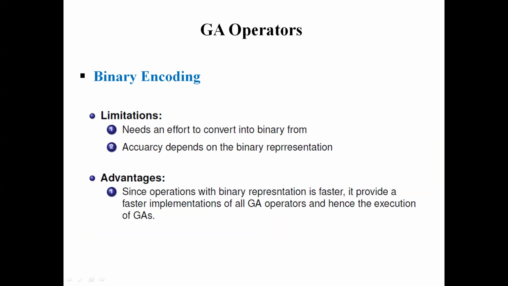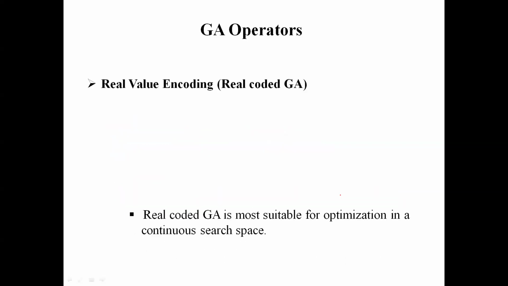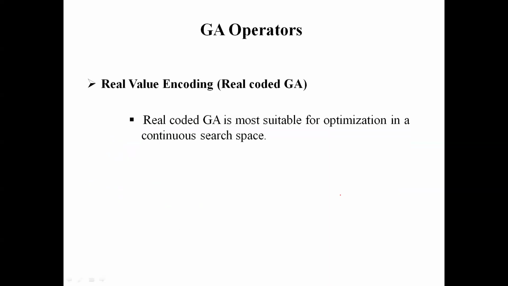So there are some limitations of binary. You need to convert it, and there are some other issues also, like Hamming distance should be found out, and the accuracy depends on the binary representation. If you don't do it properly, maybe a proper output will not come, like you saw in the traveling salesman, and so on. Okay. And there are also real valued coded GAs.